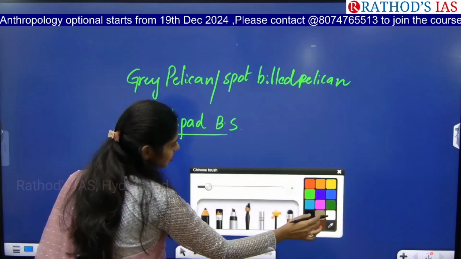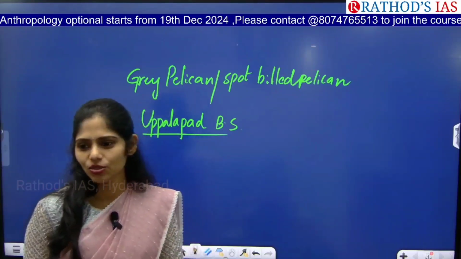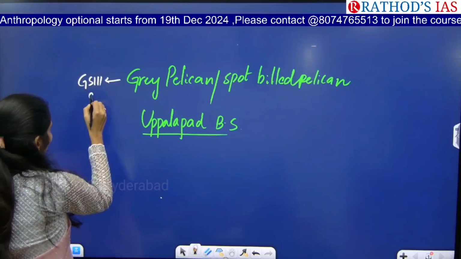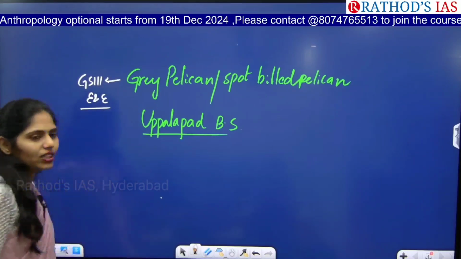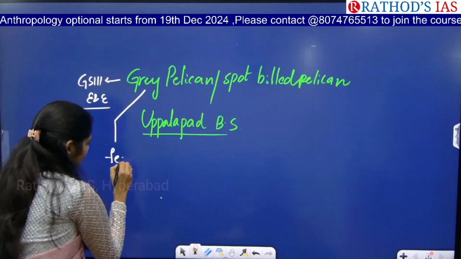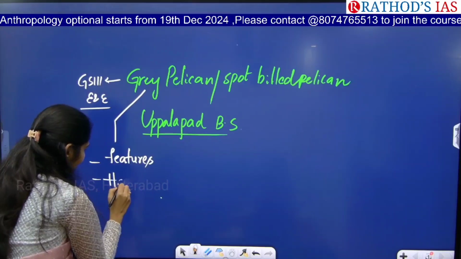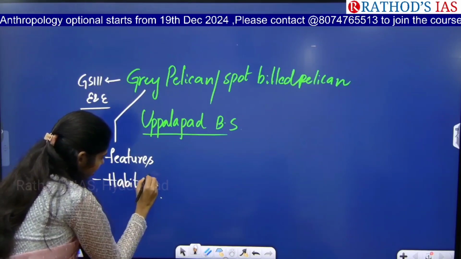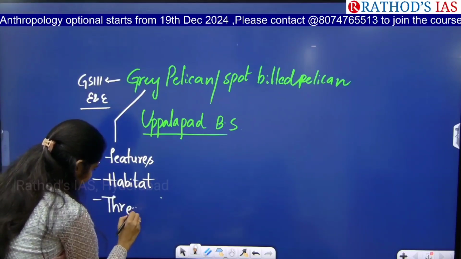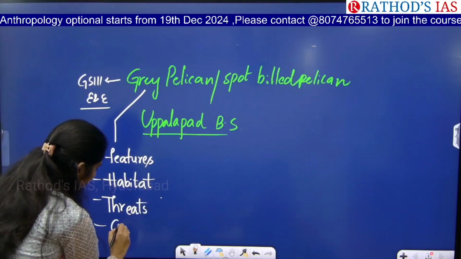So from which subject you can see this, if there is any organism or any animal or any species in news, you will be seeing that from GS Paper 3 under environment and ecology. So what are the dimensions that you have to see? You have to see some basic features of that organism or animal, and you have to see the habitat of that animal. That means where we can see that, and you have to see what are the threats to that animal species, and next you have to see conservation status.